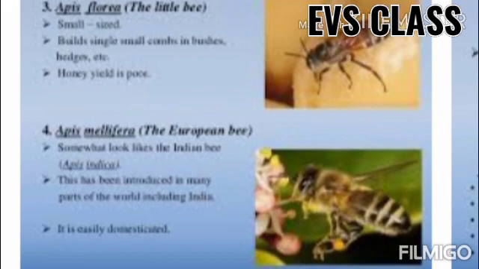Okay, so this Apis indica can be domesticated and is most commonly used for honey production. Annual yield of honey is how much, students? 2 to 5 kg per colony. And which species of honey bee is referred to as the little bee? Answer is Apis florea. Okay, students. So, which variety of honey bee is known as the Italian bee? Answer is Apis mellifera.